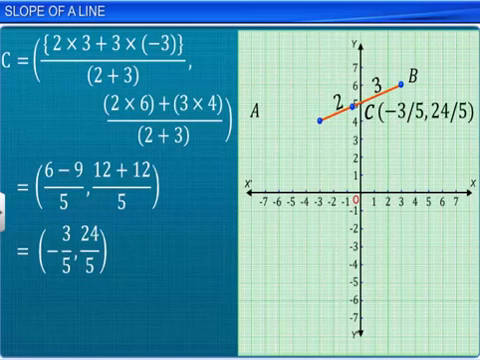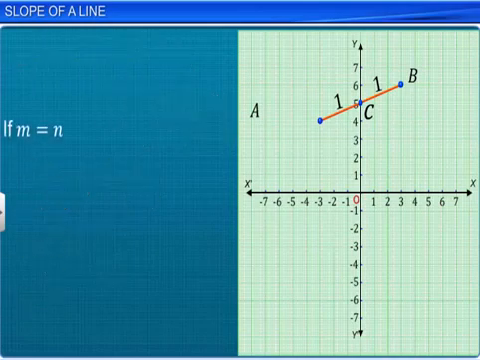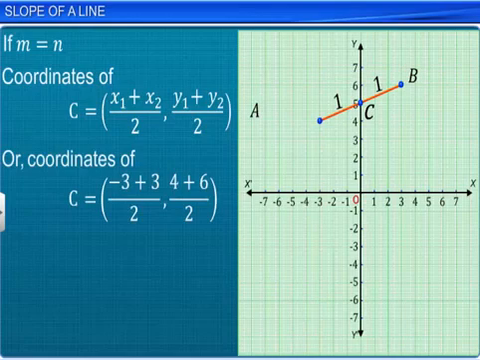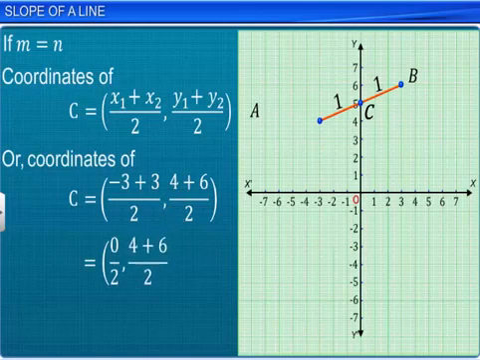Suppose point C is the midpoint of the line joining the given points A and B. In this case, the coordinates of point C are given by x1 plus x2 by 2 and y1 plus y2 by 2. By the ratio formula, the coordinates of point C in this case are 0 and 5.